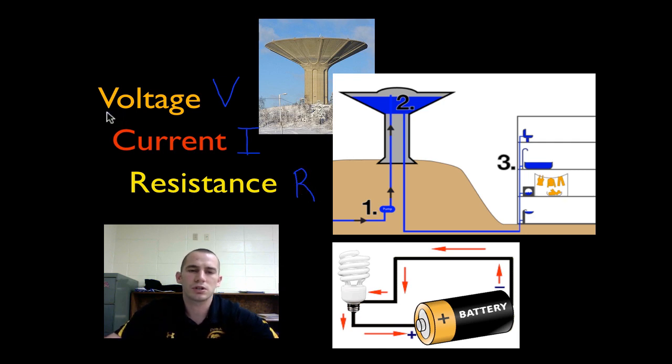Voltage is measured in volts, current is measured in amps, and resistance is measured in ohms. All of those things were named after the scientists that figured some things out about electricity. But it works the same way as a circuit here.